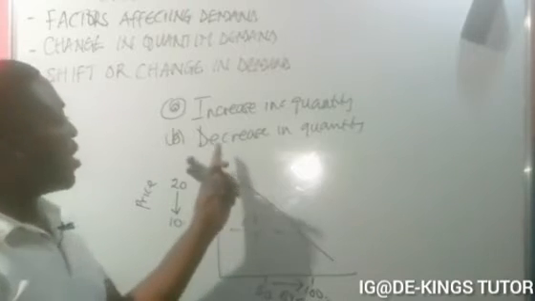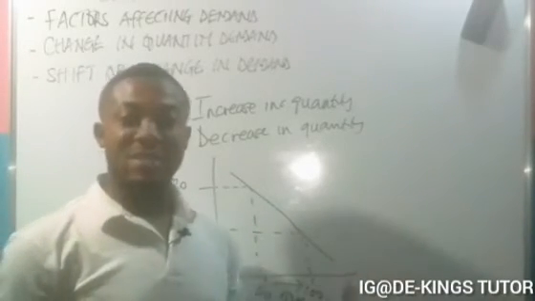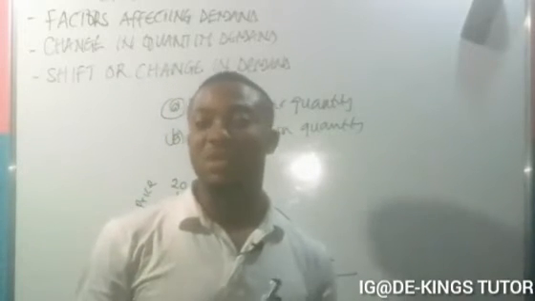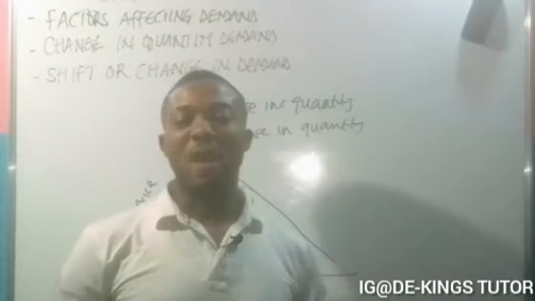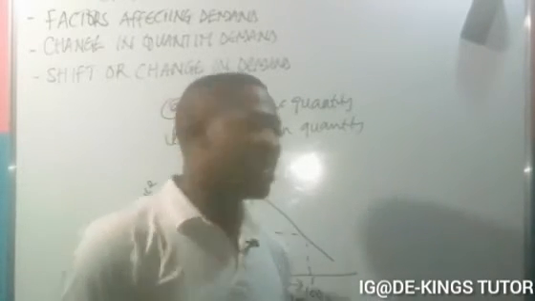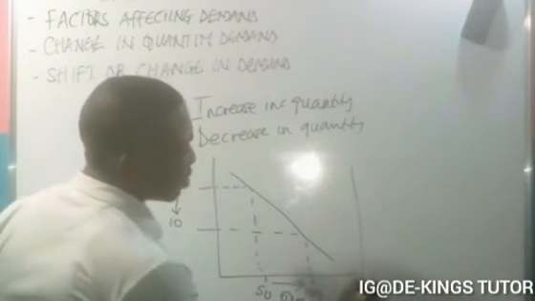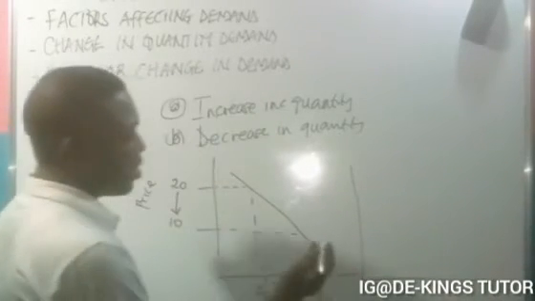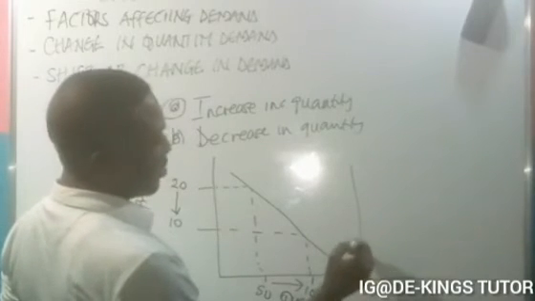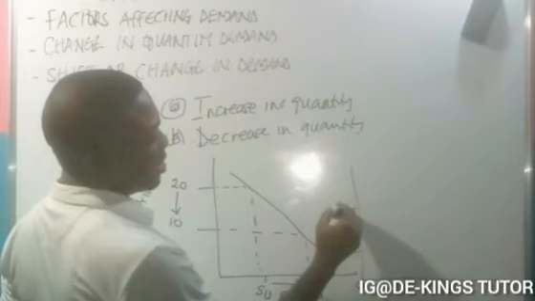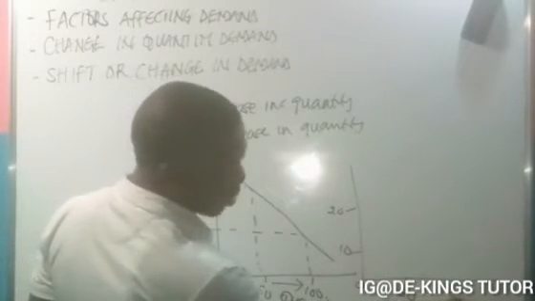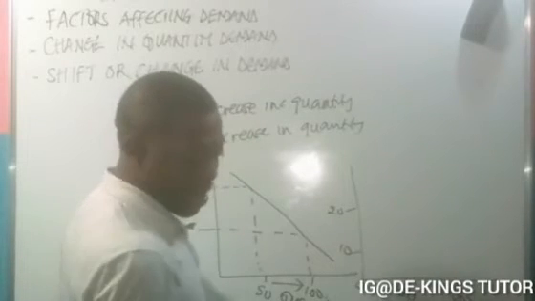In the same way, the other part of the change in quantity is a decrease in quantity. A decrease in quantity arises when there's an increase in the price of the commodity. So when price goes up, the consumer has to reduce their quantity purchased. Now, look at it. If this is 10, and this is 20, and this is 50, and this is 100.